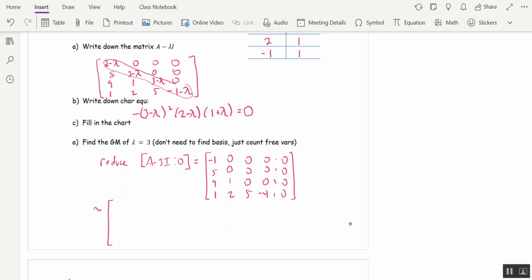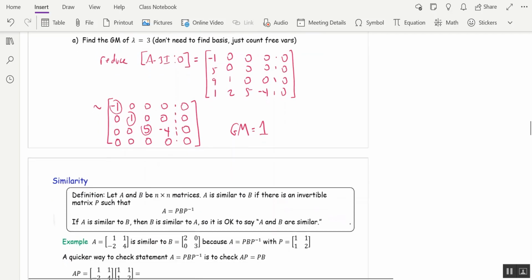So I'm going to skip a step. Okay, so there's my echelon form. I've got pivot, pivot, pivot. So those are all leading variables. I've got one free variable. So the geometric multiplicity is 1. If I were to go ahead and find a basis for the eigenspace, it would have one vector in it.